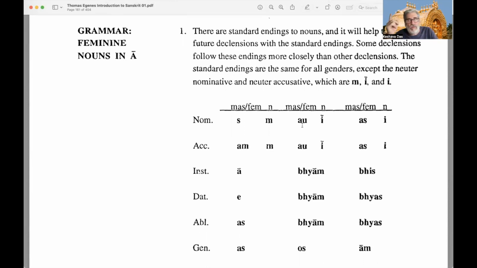So remember that for the neuter, because remember we have Krishnaha, Krishnau, Krishnaha, Krishnam, Krishnau, Krishnan. That's nominative, accusative. So nominative, accusative changes. That was the main change that we saw between the masculine nouns that we did and the neuter nouns. Instead of Krishnaha, Krishnau, Krishnaha, we have Patram, Patre, Patrani. So here we have the M ending, the long I ending, the short I ending, like that.